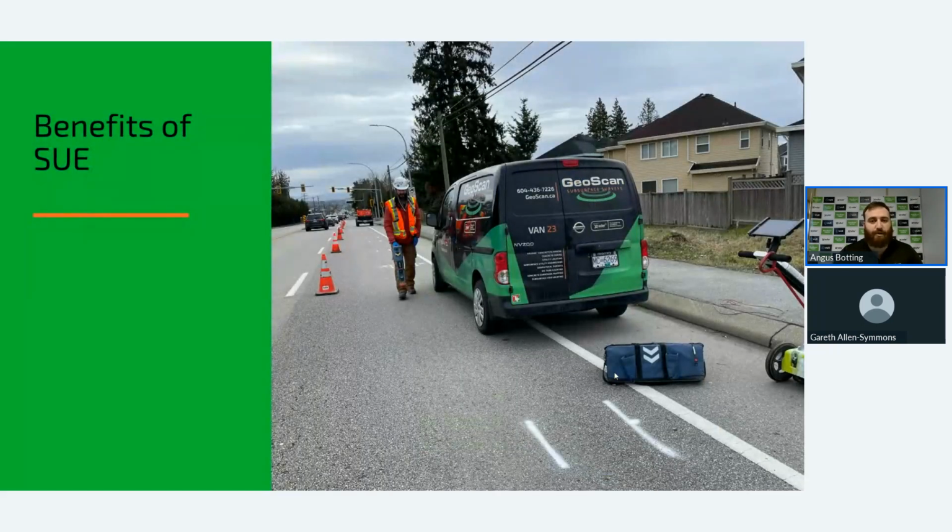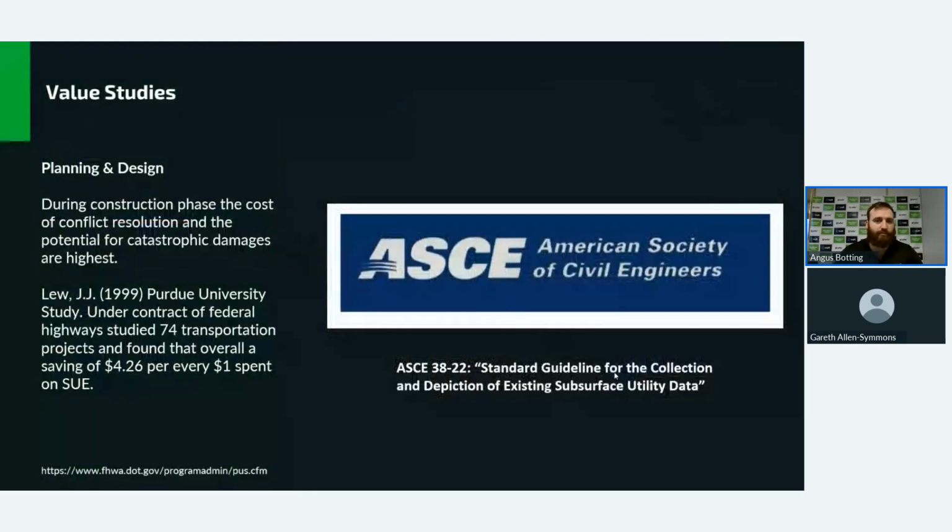So what are the benefits of SUE? The American Society of Civil Engineers, along with some other organizations, went through and did some studies. There's a number of studies, and we'll go through a couple of them from different years. They basically dictate that for every dollar spent, for instance, this 1999 study, every dollar you spend upfront in a SUE project, you could save around $4.26.